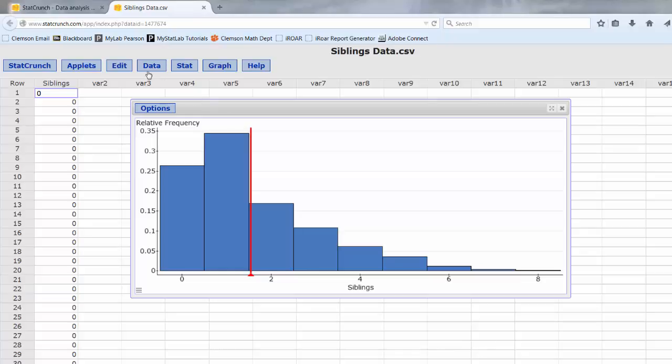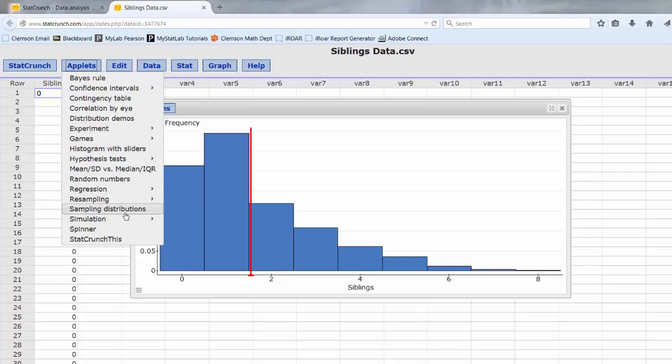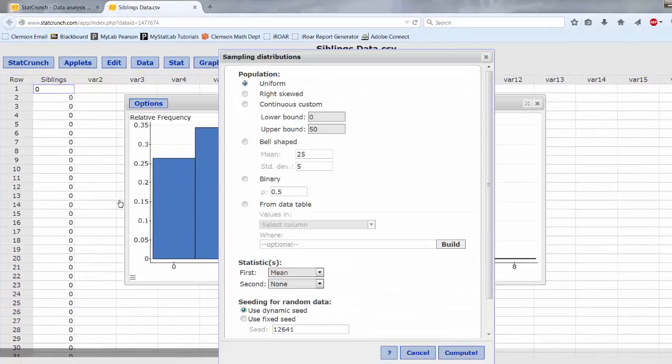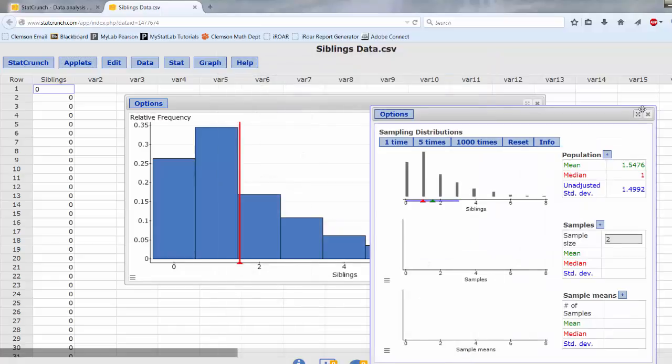Alright, so to illustrate the sampling distribution, I'm going to use the applet function in this statistical software package here, which is known as StatCrunch. I'll go to applets, and then I'll come down to sampling distributions. And then I'm going to be constructing the sampling distribution based on the siblings data. And then let's make this bigger.